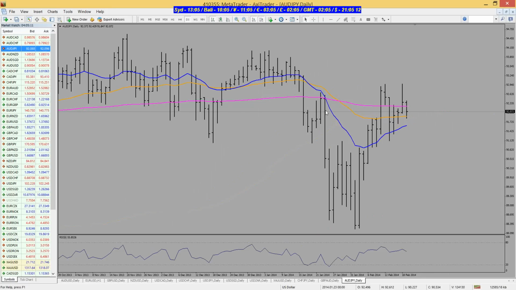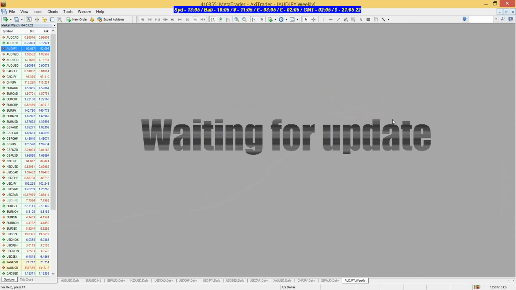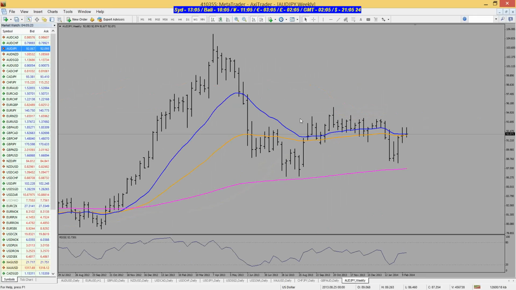This 200 looks pretty flat though. This pink one looks very flat. The 50's now gone flat as well, and that indicates that you're in a range. And if we have a look at the weekly, pretty much see the range there. There's the top end of the range. There's the bottom end of the range.